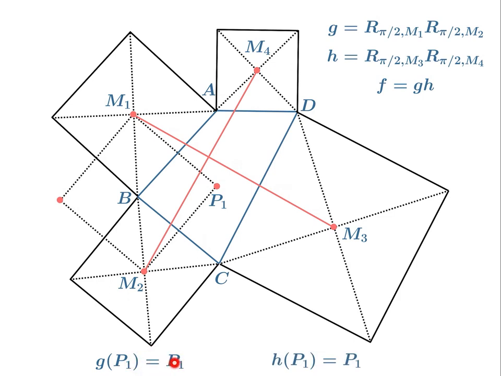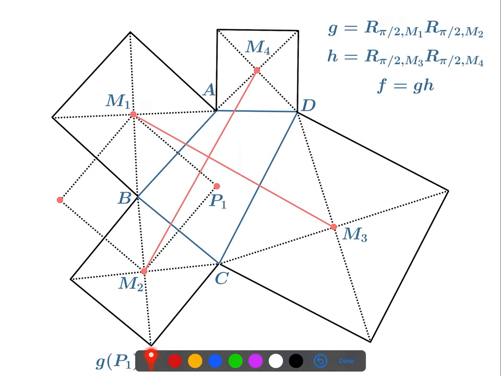P1 is the center of the rotation. The rotation is around P1, so it's the center of rotation by pi, and we're going to end up back at P1 if we do that. So since G was equal to a rotation around P1 by pi, the sum of the two angles, we're going to be back here when we apply G to P1. So first we go around M2 by pi halves, and then M1 by pi halves.